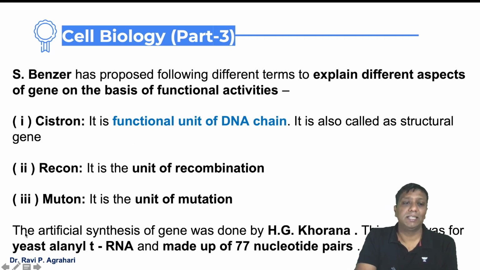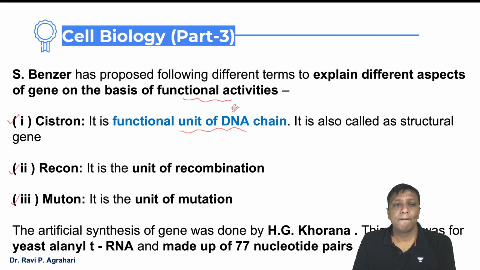Now see, actually there are different types of genes on the basis of functional activity. Benzer was a scientist who described different types of genes on the basis of their functional activities. Some of them are called cistron, some recon, some muton. What are cistrons, guys? Any functional unit of DNA within the DNA chain is called a cistron.